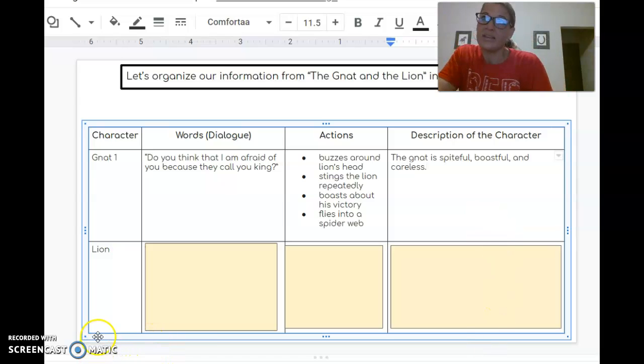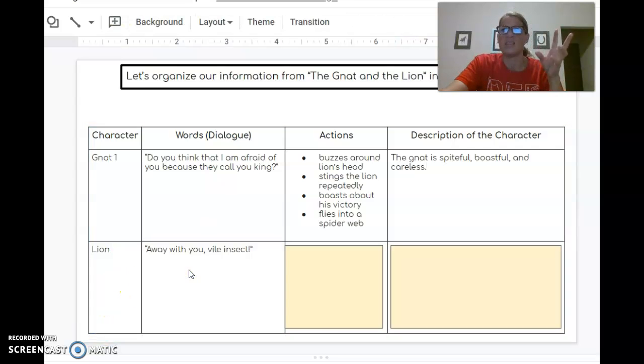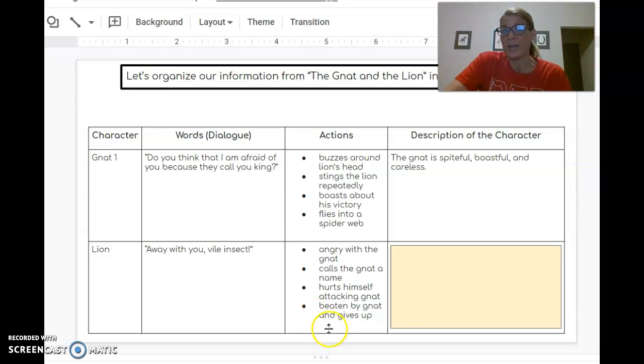Then we have the lion. What was the dialogue we said the lion said? The lion was angrily saying these things to the gnat. Away with you, vile insect. Go away. Leave me alone, you disgusting insect. His actions, remember, he began clawing and pawing at the gnat. He was angry. He called the gnat names. He hurt himself attacking the gnat. And then he gave up.